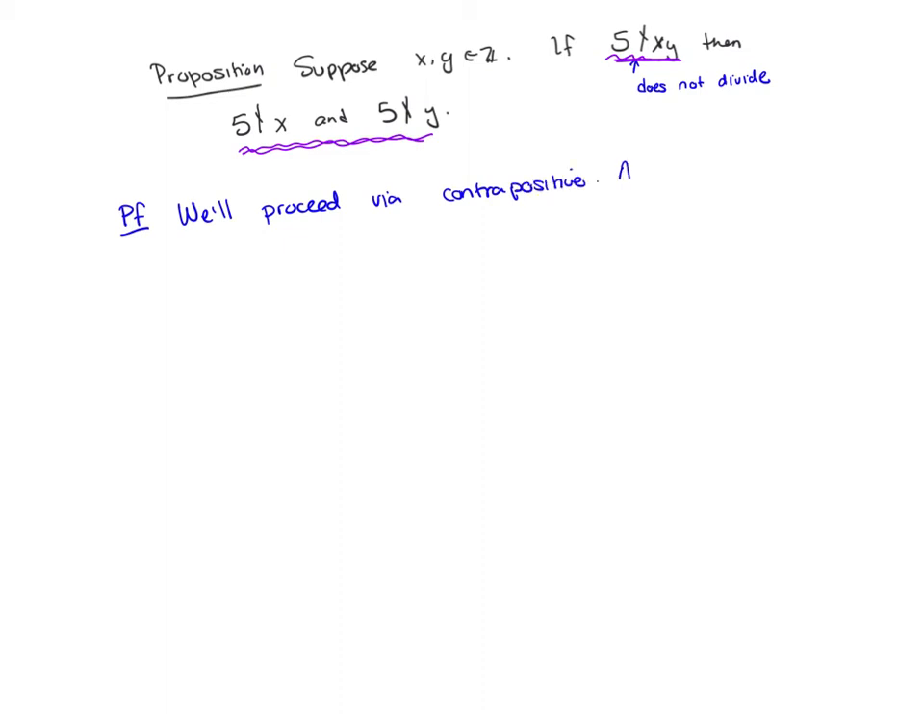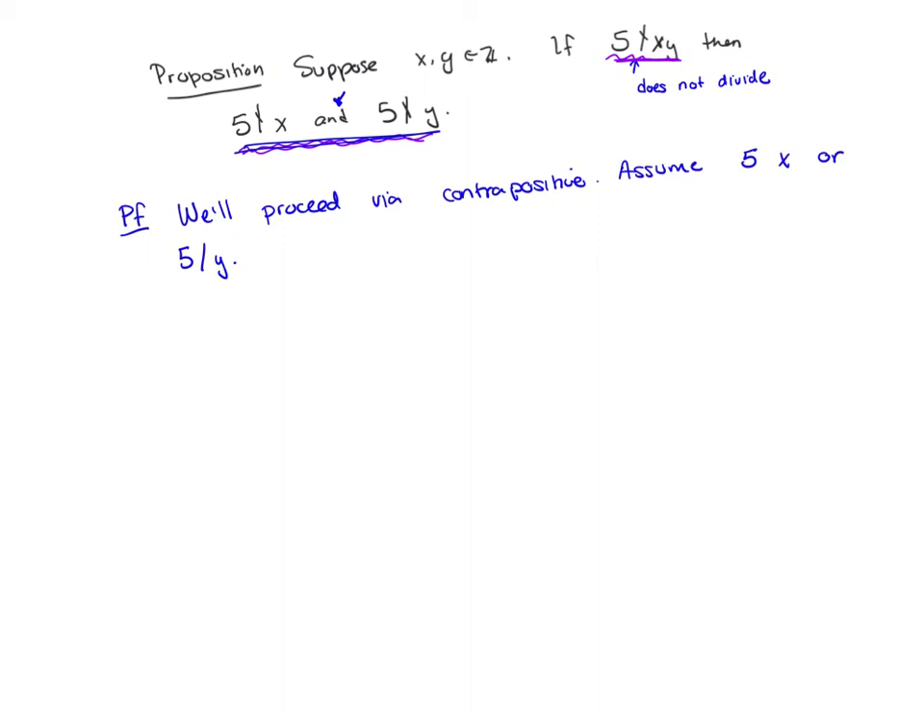So we'll assume the negation of my consequence. Now be careful here, we have an "and," so we have to negate that "and" as well. So we'll assume that 5 divides x. The negation of that "and" is "or" 5 divides y. Right? So it's not true that 5 doesn't divide x and 5 doesn't divide y. So either 5 divides x or 5 divides y or both.